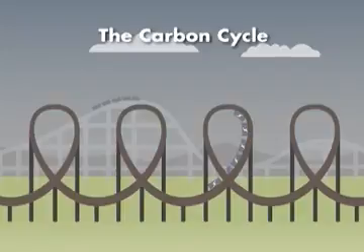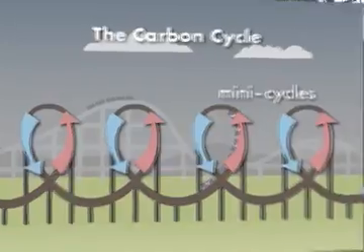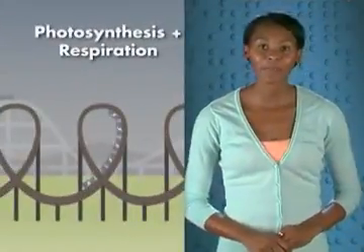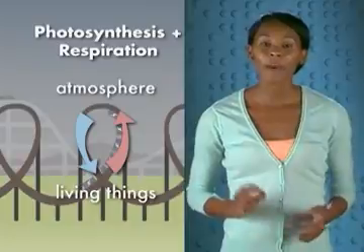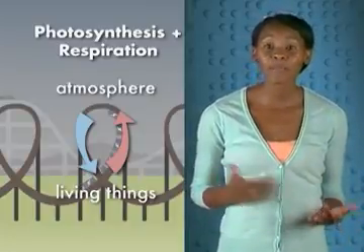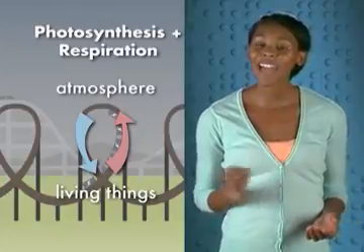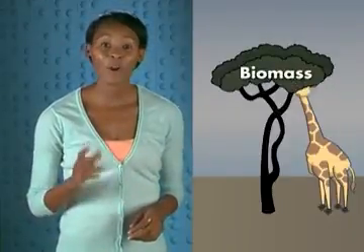In fact, you might say that the carbon cycle is made of many mini-cycles. Each one involves carbon going back and forth between the atmosphere and some other reservoir. Photosynthesis and respiration are just one of these mini cycles. These processes involve an exchange of carbon between the atmosphere and living things on the planet. By the way, when scientists refer to living matter on the planet, like the bodies of plants and animals, they refer to it as biomass. So biomass is one reservoir for carbon on Earth.